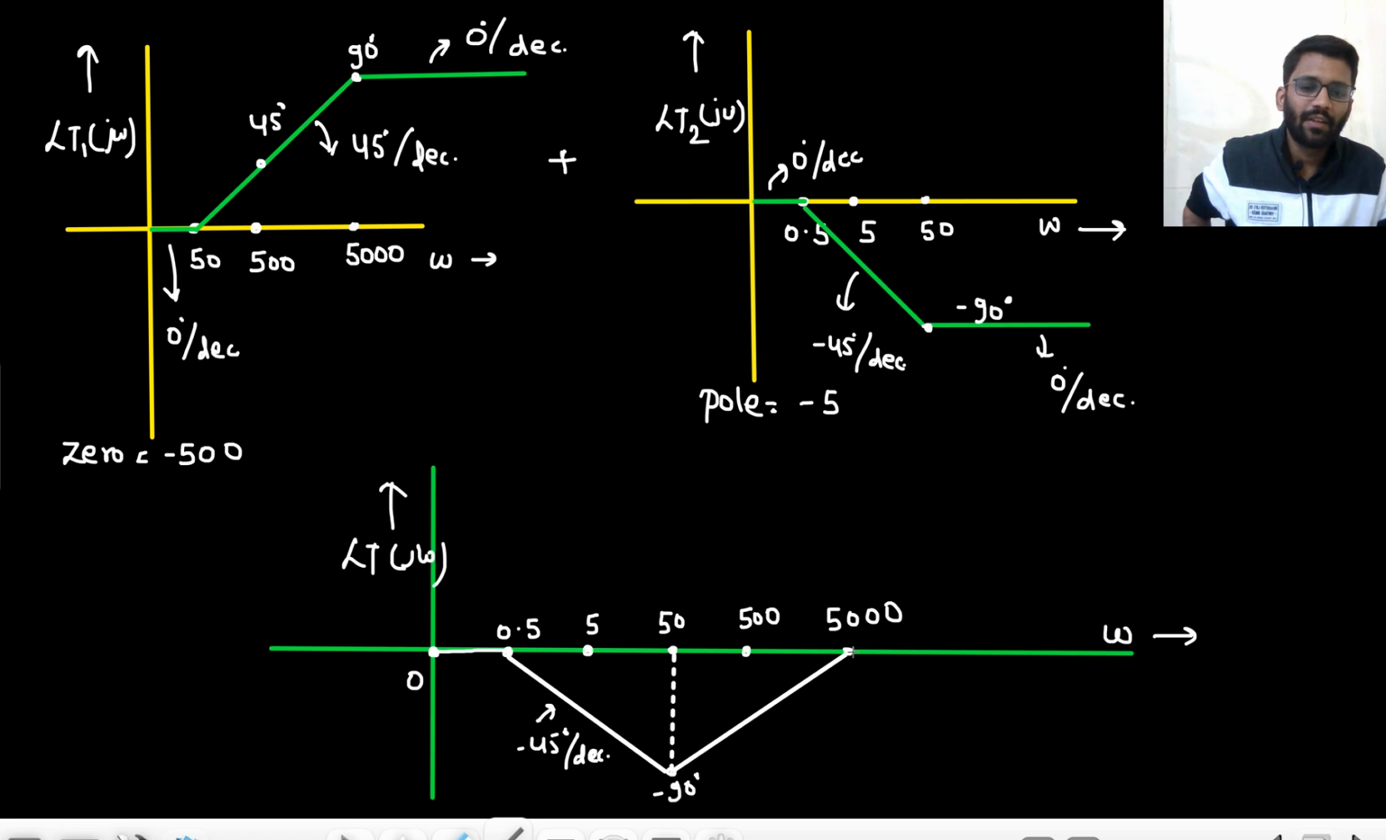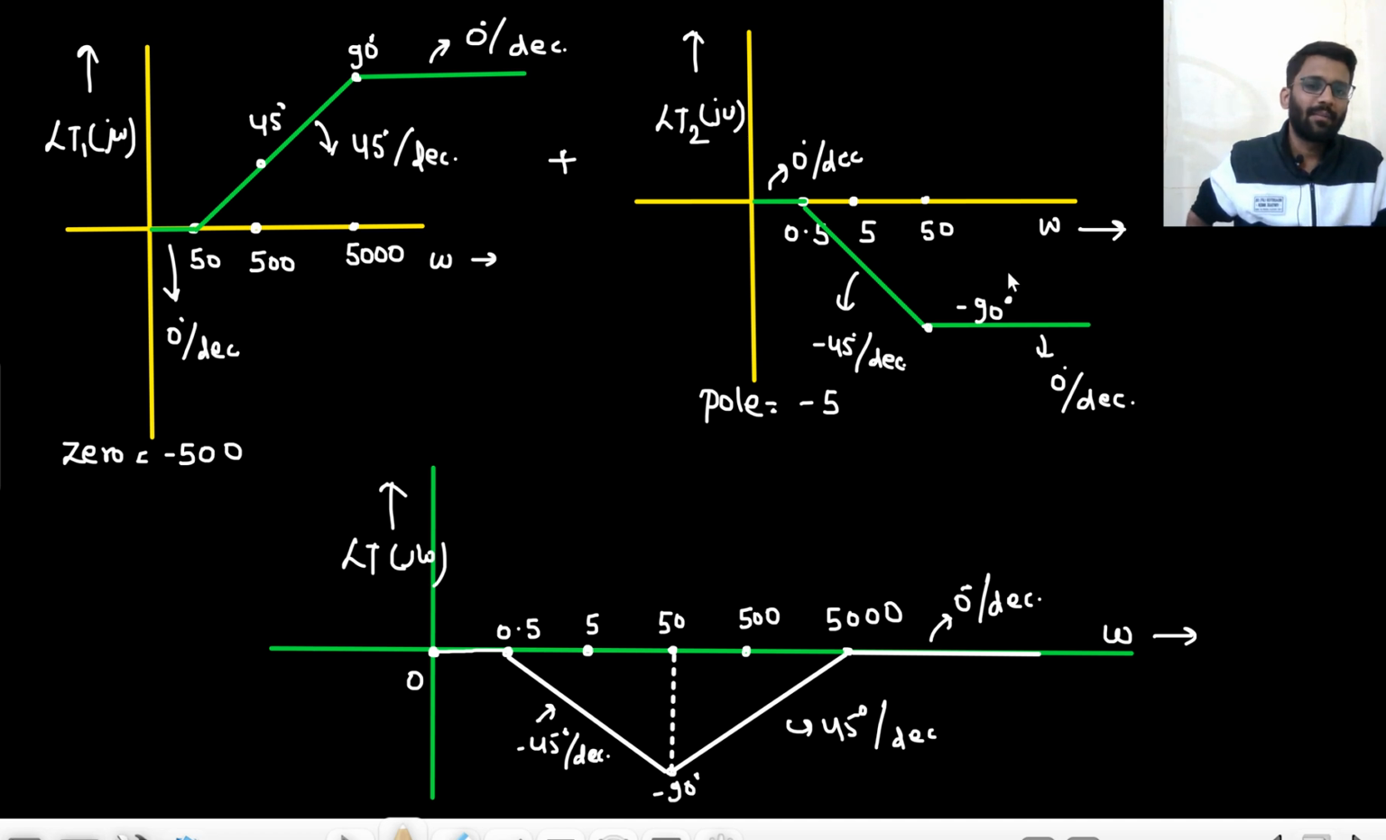And after 5000 you are having 0 degree per decade slope. So just keep on adding the slopes. That's it. 0 and minus 45. That means till this point you are having minus 45. Now after 50 you are having 0 degree slope here, and here you are having 45 degree slope. So 45 plus 0, that means plus 45 degree slope. And after 500 and after 5000, here you are having 0 degree, here also you are having 0 degree. That means this is 0 degree slope. So this is your plus 45 degree per decade slope, and this will be your 0 degree per decade slope.